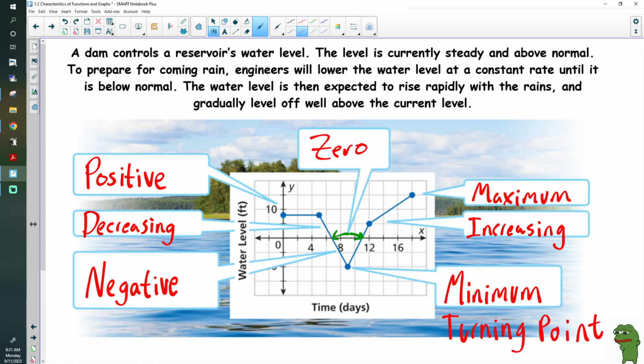It's both. And your maximum and minimums will always be a turning point as well, because what makes a max and what makes a minimum is the function changing from between the two. That's everything we need to know right there. Now we will do an example.